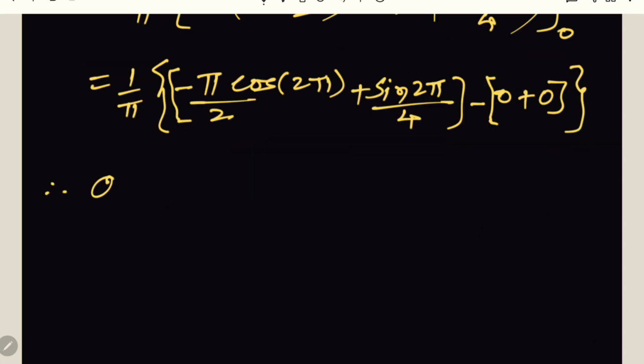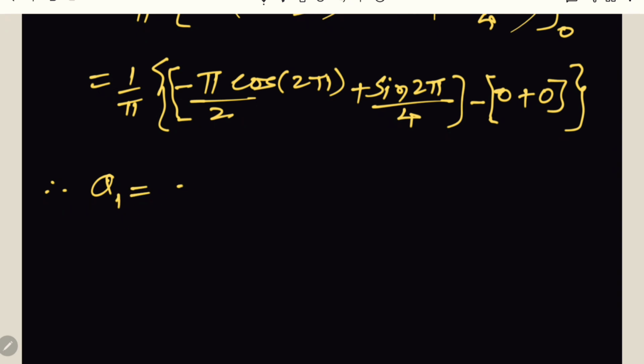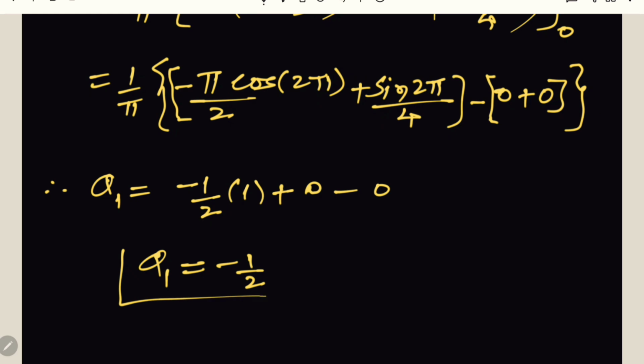And then using the value of cos 2 pi and sine 2 pi. Cos 2 pi is 1. Therefore we get minus 1 by 2 into 1. Sine 2 pi is 0. Lower limit is 0. Therefore the value of A1 is minus 1 by 2. Equation number 7.